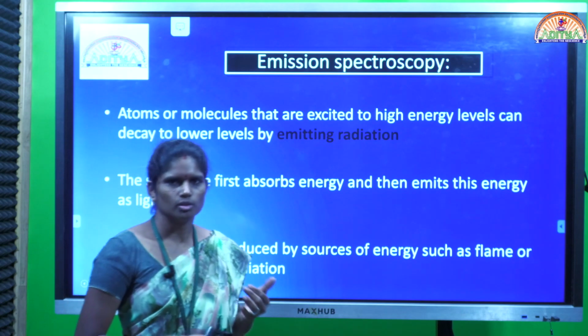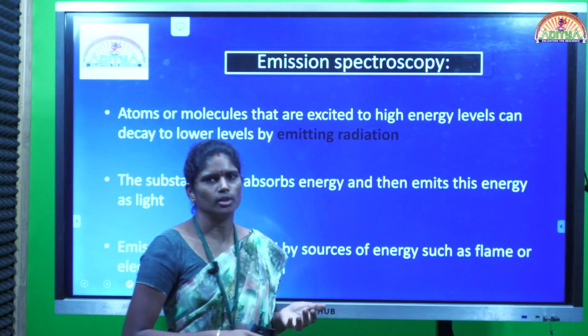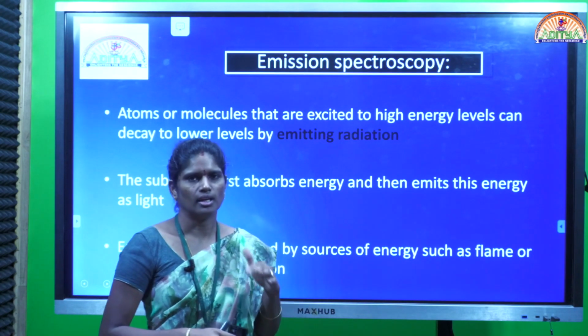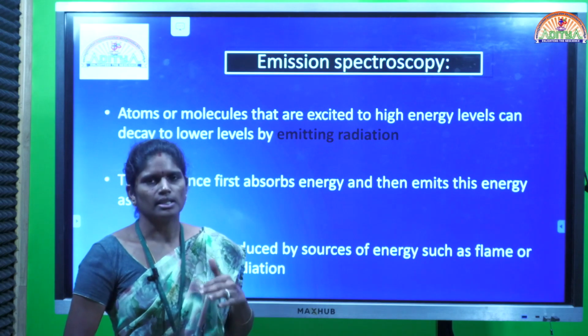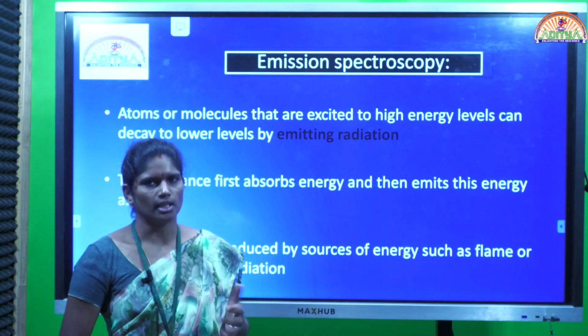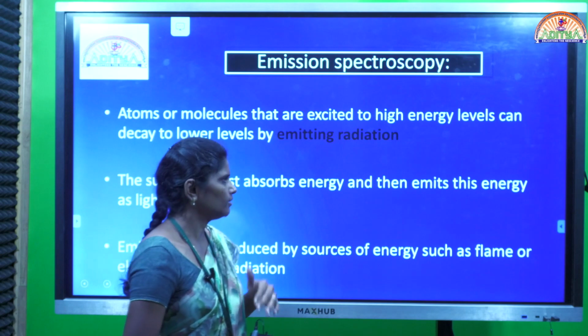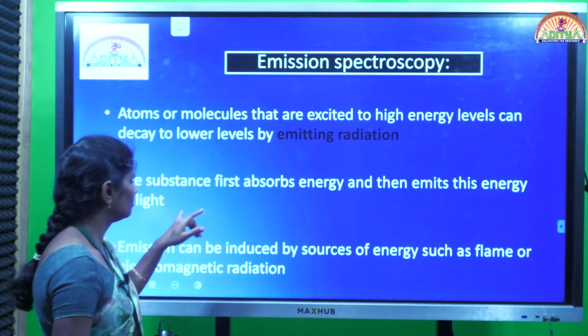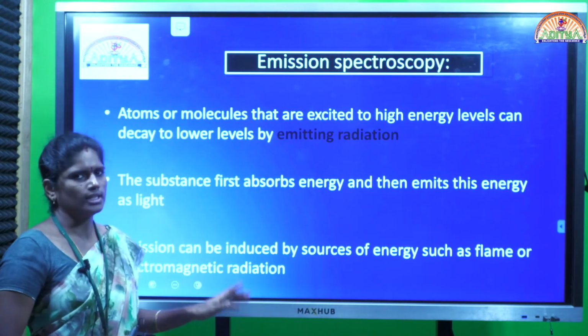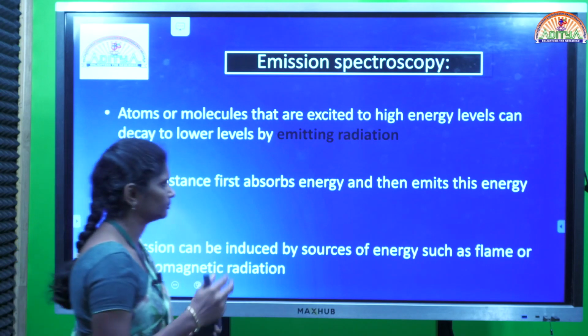During the process of relaxation, when the molecule is coming back from the excited state to the ground state, they will lose energy, and this energy will be lost in the form of radiation, which is called emission of radiation.